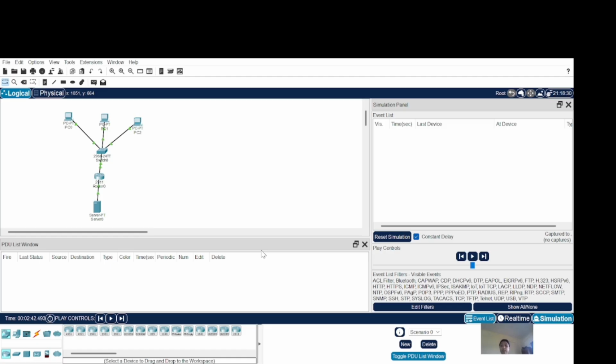Now I will demonstrate the working of the project. This is the network topology I created in Cisco Packet Tracer. Here we have 3 PCs, one switch, one router and one server.